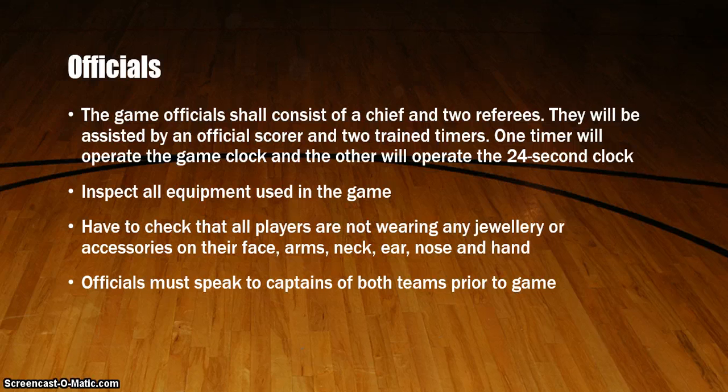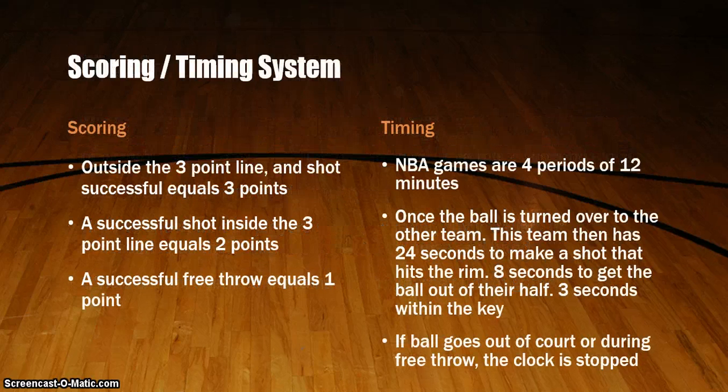The game officials shall consist of a chief and 2 referees. They will be assisted by an official scorer and 2 trained timers. One timer will operate the game clock and the other will operate the 24-second clock. Officials also have the responsibility of inspecting all equipment used in the game, and they have to check that players aren't wearing any jewellery or accessories to their face, arms, neck, ear, nose and hands. Officials must speak to captains of both teams prior to the game to ensure that everyone understands the rules and the format of the game.